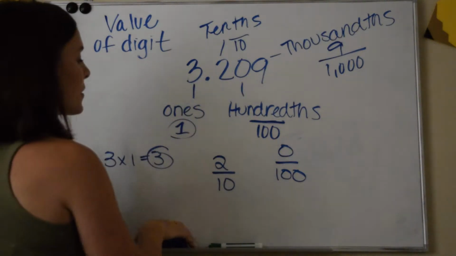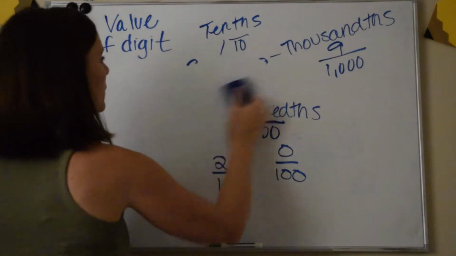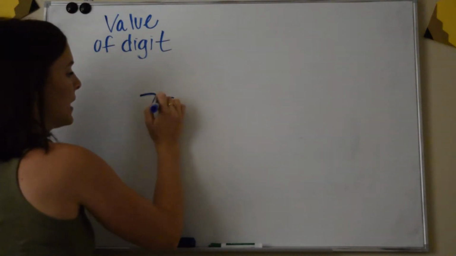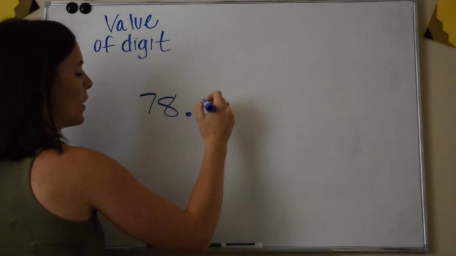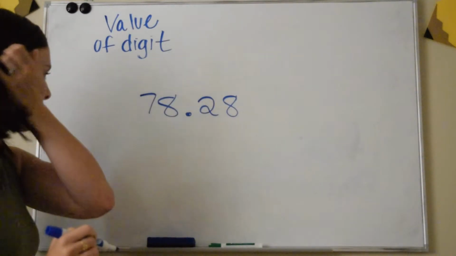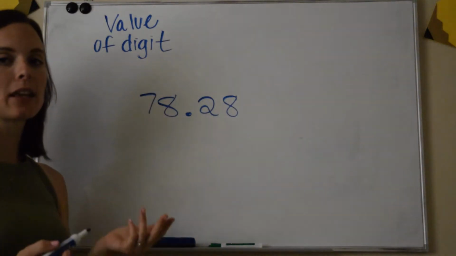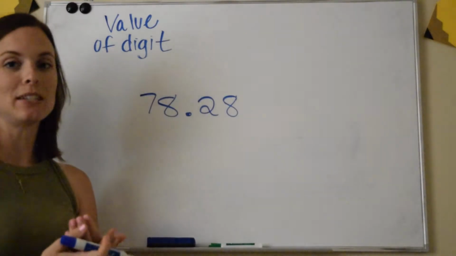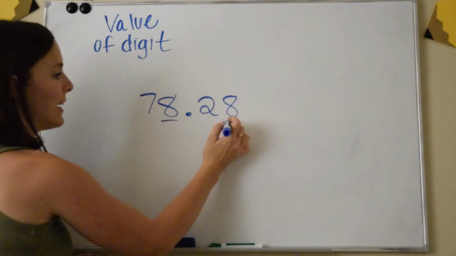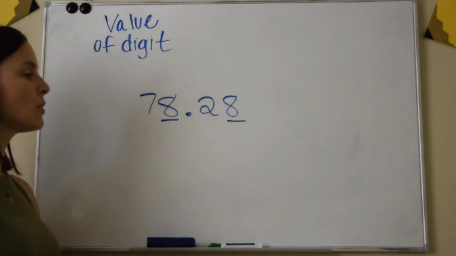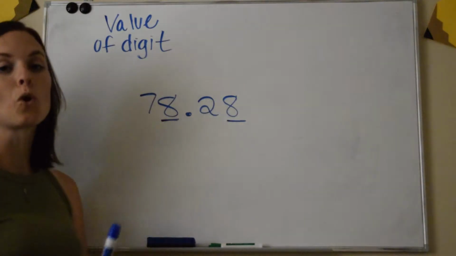So let's do another example. What if I had 78 and 28 hundredths? Sometimes what they'll do is they'll ask you to compare the value of the same digit. Notice I have an 8 and an 8. I want you to think first before we begin. Do you think you would know which 8 is worth more?